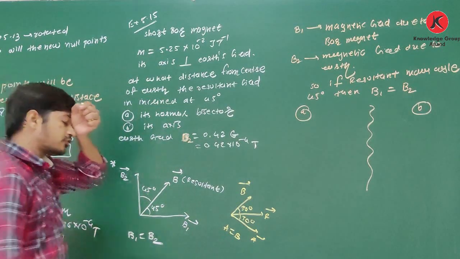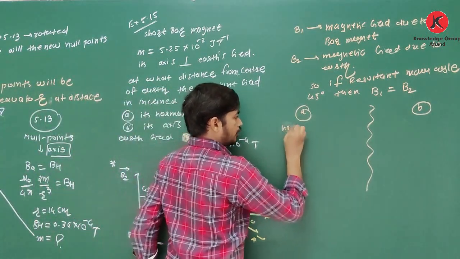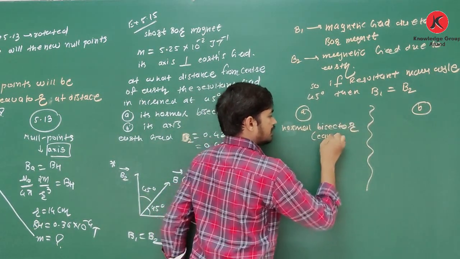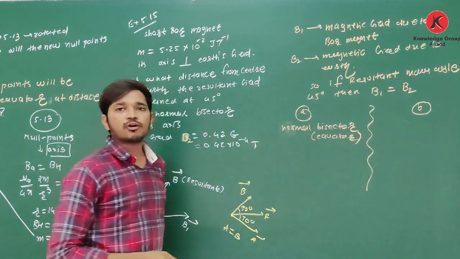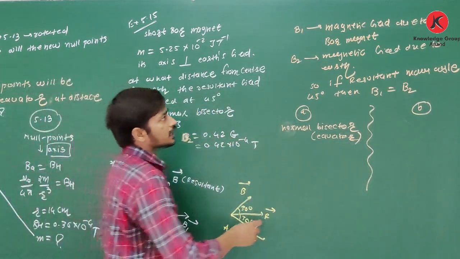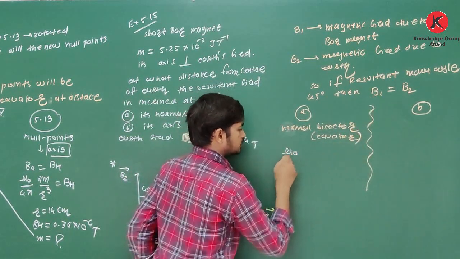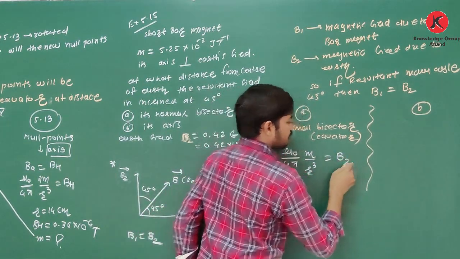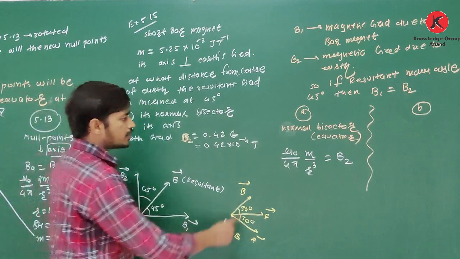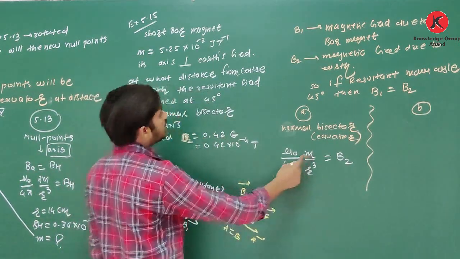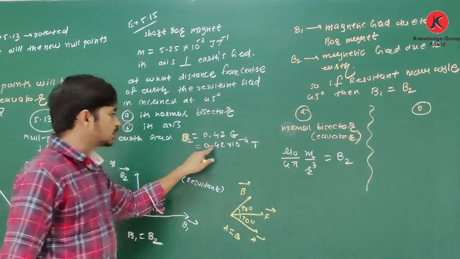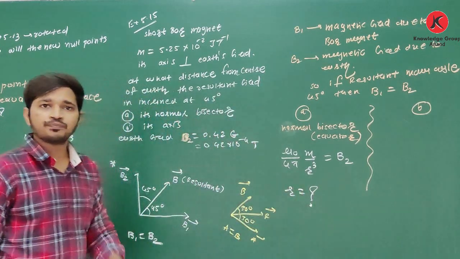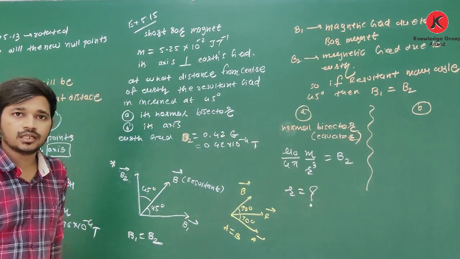A, on normal bisector. Normal bisector means equator. And on equator, what is magnetic field due to magnet? B1 is mu0 upon 4 pi, m upon r cube. Yes, mu0 upon 4 pi is 10 to minus 7, and m is given. You are given B2, which here is 0.42 into 10 to minus 4 Tesla. You have to find what is the value of r. Simple.